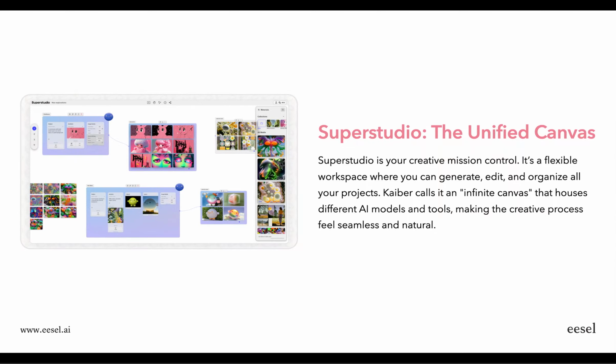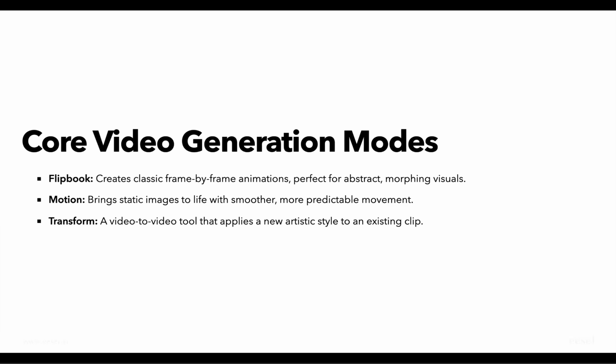Now, everything happens inside what Kaiber calls the Super Studio. This is basically your mission control, a single, flexible workspace where you can generate, edit, and keep all your projects organized in one place. All right, let's break down the core creation modes. You've got Flipbook for those classic morphing animations, Motion for bringing static images to life, and Transform, which lets you repaint an existing video with a totally new artistic style.